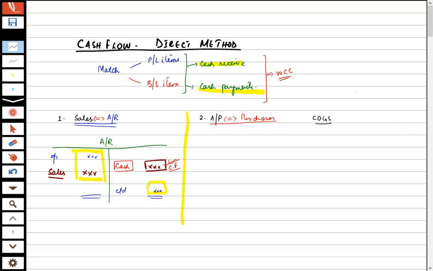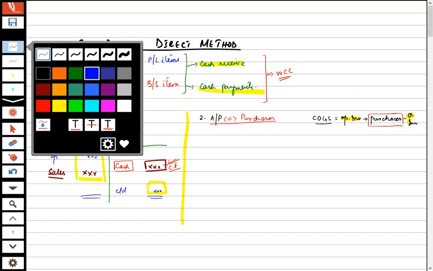And how is cost of goods sold calculated? You know that cost of goods sold is equal to opening inventory plus purchases minus closing inventory. So in the balance sheet, we might have been given these two figures, opening inventory and closing inventory, as in the case of accounts receivable. By putting the opening inventory and closing inventory into the cost of goods sold, we can calculate the amount of purchases. Now this is the amount of purchases, and this purchase pertains to the accounts payable.